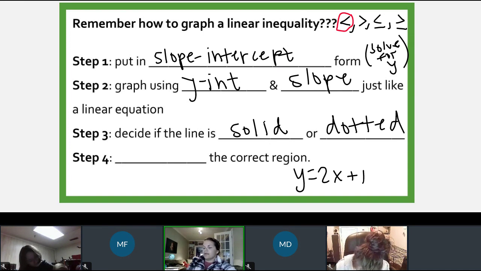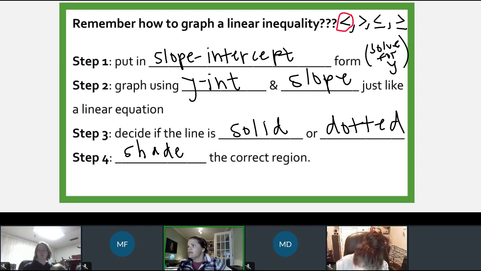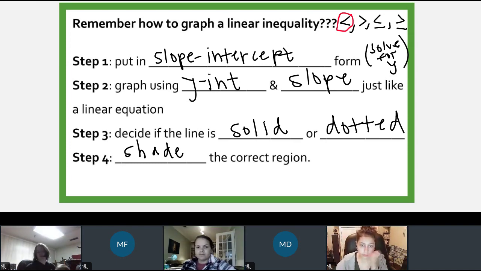Okay, and then step 4, with inequalities, remember it's not just an equal sign or 1 point. We're going to shade an entire region, so above or below the line. Okay, I'm going to get rid of this so I don't confuse anyone. All right, I'm going to give you a few more seconds to finish writing down these steps, and then I will have you put your pencil down so I can show you what this looks like without you having to try to do it with me.